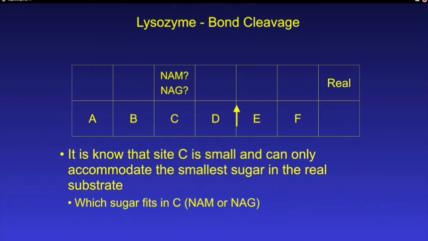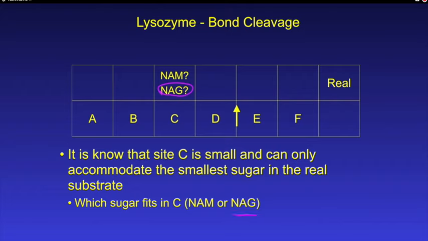Now, one other thing that we know is that structurally D is the smallest, and you have a negative interaction when sugar gets in there, but C is also small. C fits NAG and cannot fit NAM. So NAG would be a positive value in terms of energetics if it binds. NAM would be a negative value. We already have D as a negative value, and so NAG is going to fit into C.